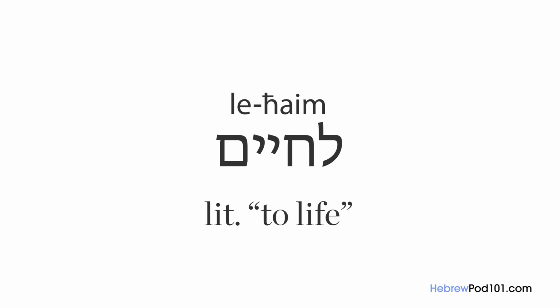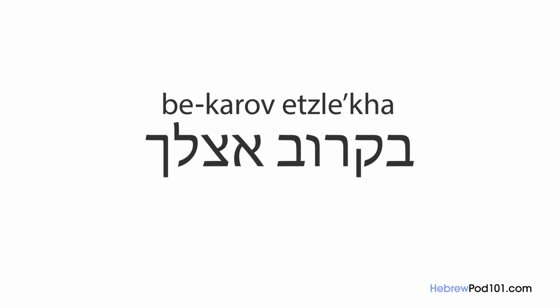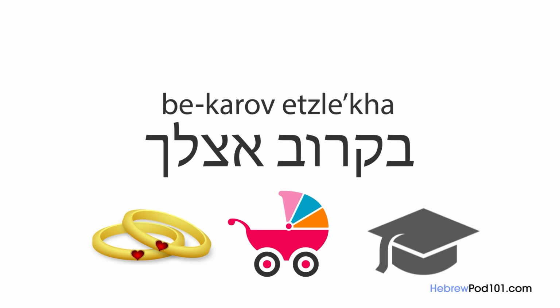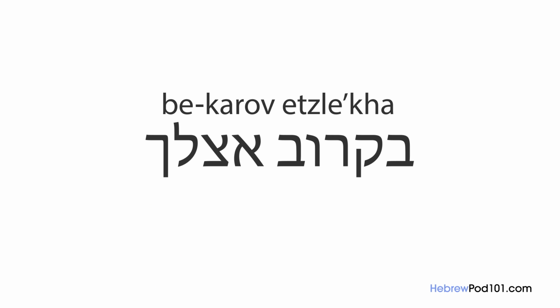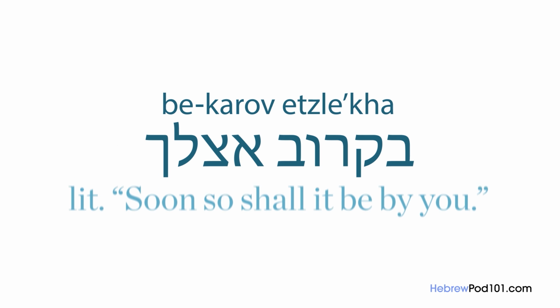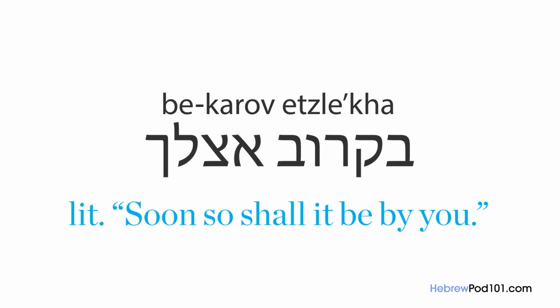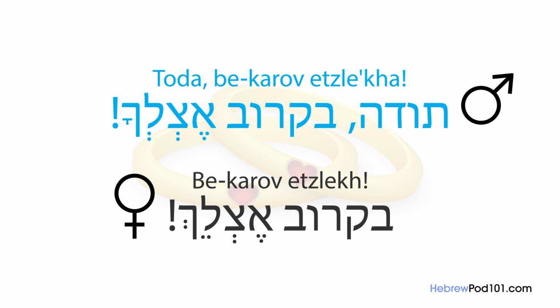L'chaim. This next expression can come in handy when celebrating a happy occasion such as a wedding, engagement, childbirth, graduation, and so on. When someone congratulates you, you can answer, בקרוב אצלך, literally meaning, soon so shall it be by you. For example, if you just got engaged to your girlfriend and a single friend congratulates you, you can reply with תודה, בקרוב אצלך. To a female friend, you will say בקרוב אצלך.